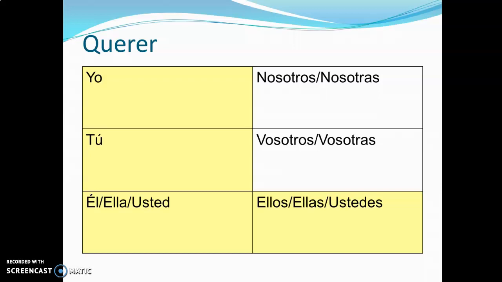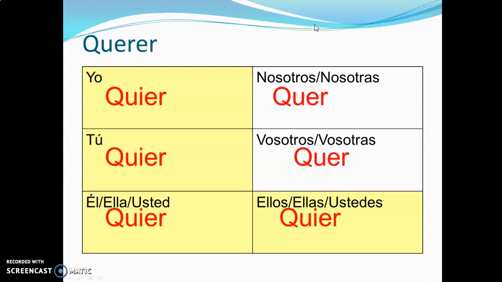So if I was going to conjugate this verb, I would take off the ER ending on querer, and what's left is my stem, which would normally be QUER. However, if I'm going to have it be a stem changing verb, which this one happens to be, then this E changes to an IE in all the forms of the boot. This does not include nosotros and vosotros forms. So my stem will be quier for all of these, but still stay QUER for nosotros and nosotras.